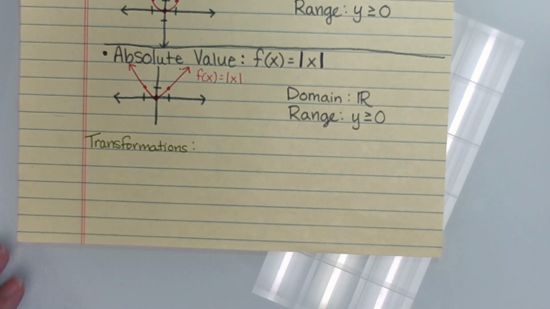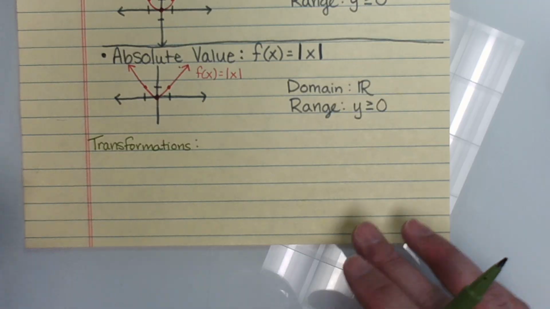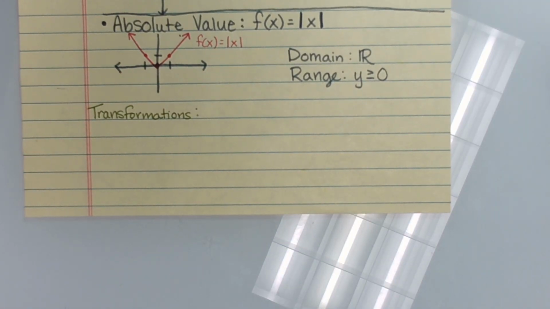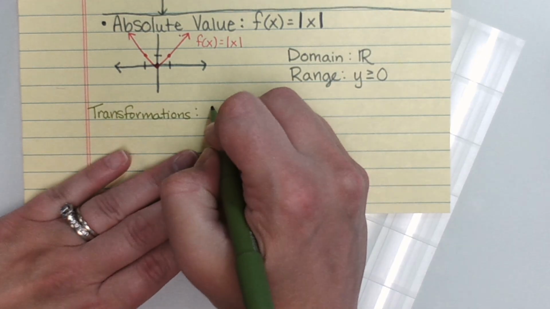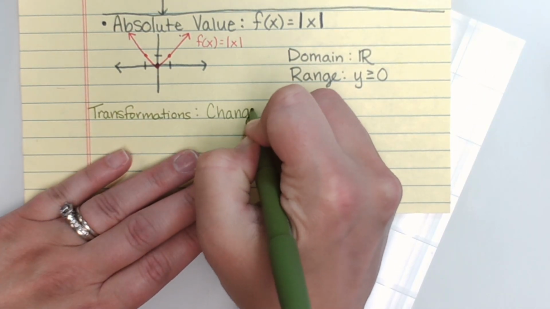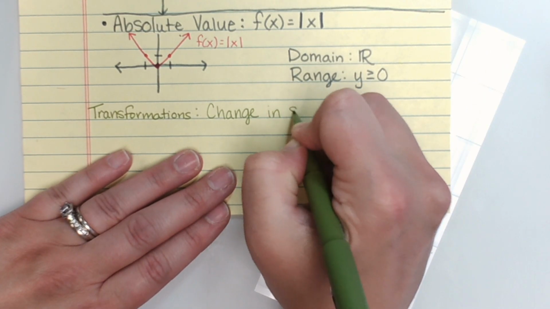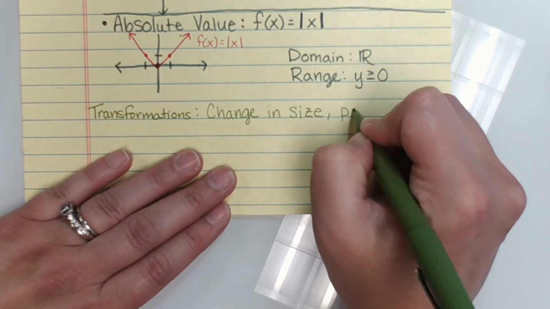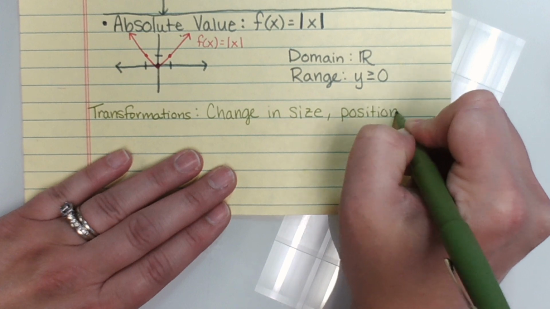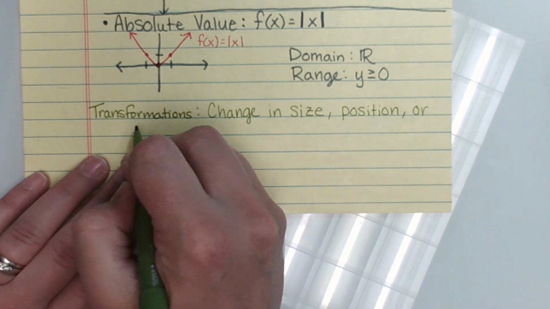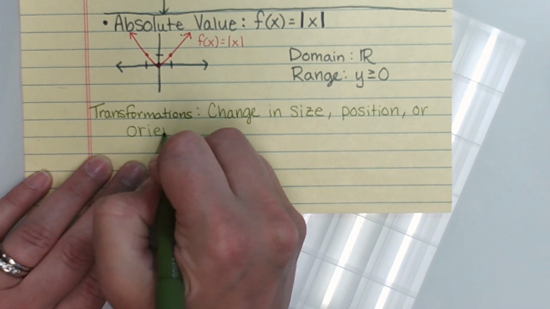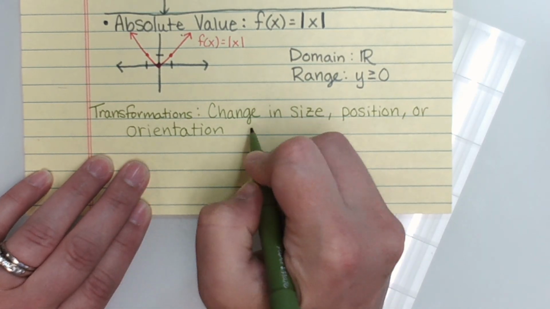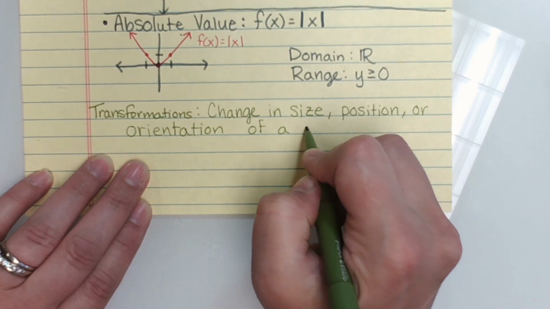A transformation. It's another word that we would have heard before. But do we remember what it means? It's the changing. And for math, it's the change in either size, position, or orientation, in other words, direction of a graph.